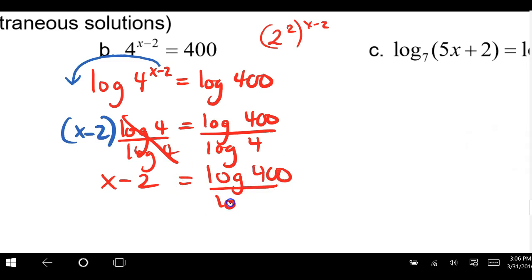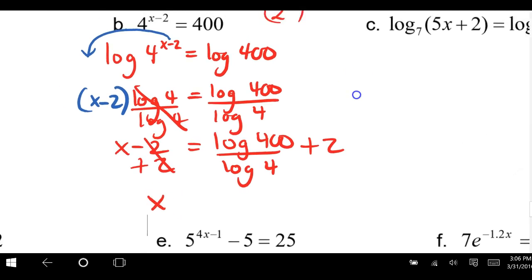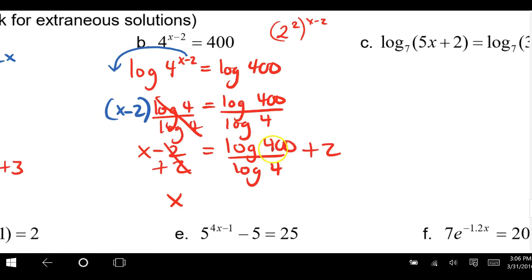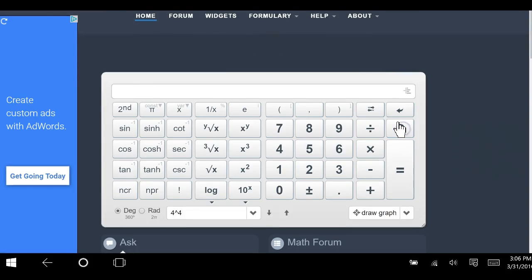So I'm just going to rewrite the log before I actually figure out what the value is. And the last step to get x by itself is I want to add 2 to this side. And so I'll add it to both sides. So to get my final value, it's going to be log of 400 divided by log of 4 plus 2. So let's go ahead and do that on our calculator.